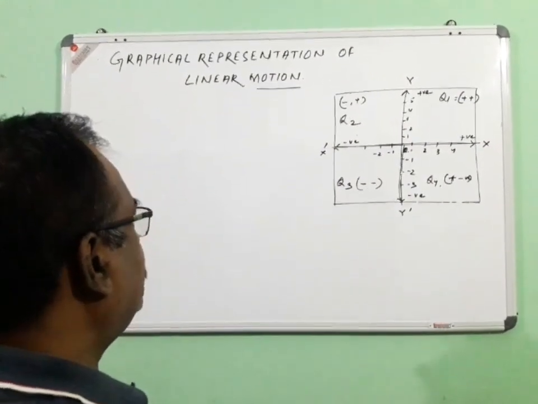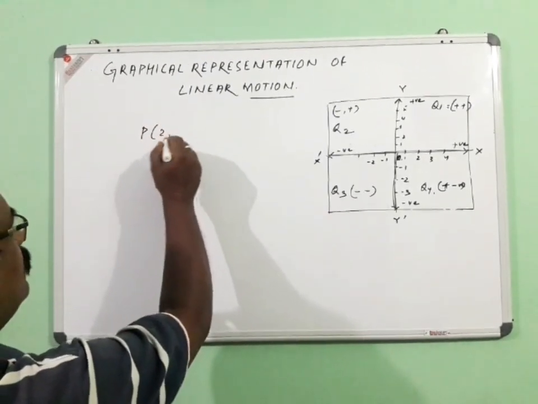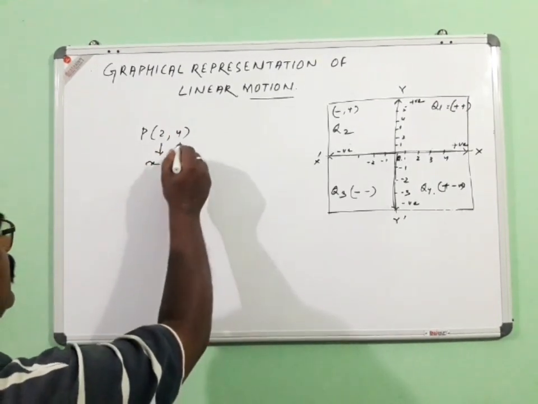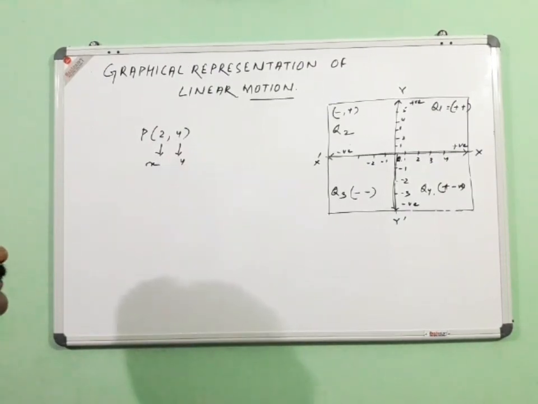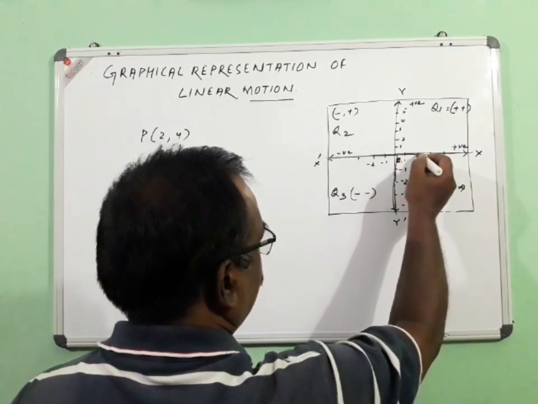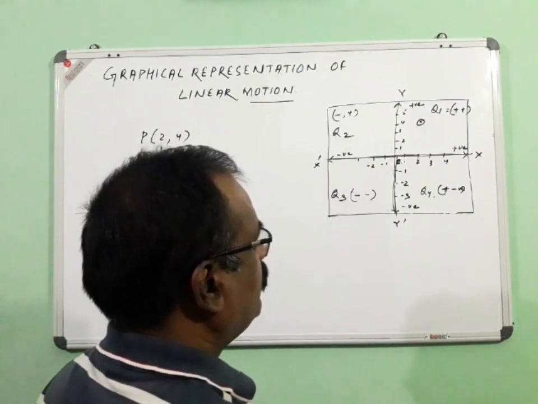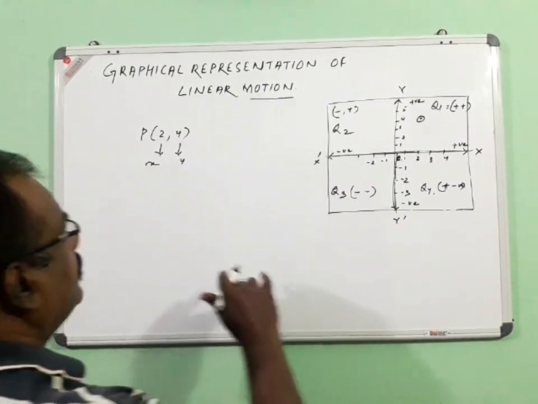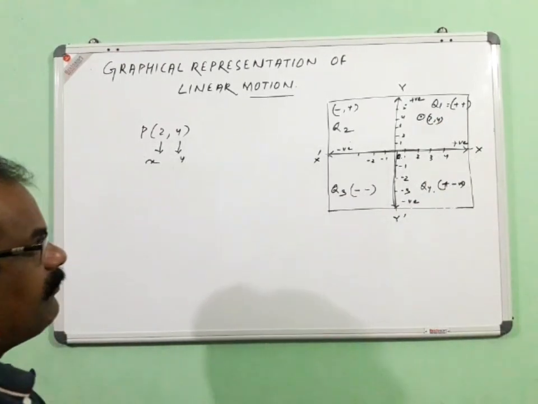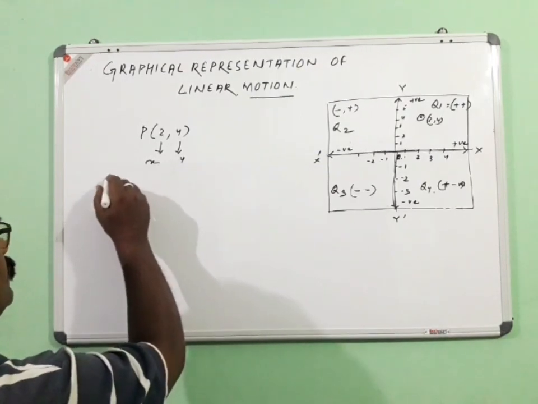So what does it mean? Whenever we are representing a point, suppose P(2, 4), this indicates that the x value is 2 and the y value is 4, and therefore this point is represented in the first quadrant. On the x-axis we progress 2 and then go to 4 to locate that particular point P(2, 4). Similarly, a number of points can be joined according to a linear equation with two variables.